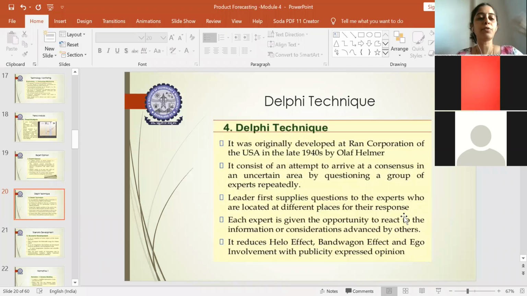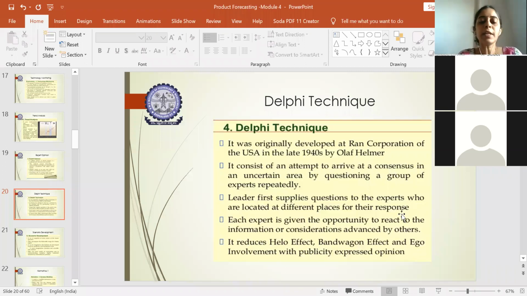Sometimes if the experts are from foreign areas, they cannot come and sit together and have a discussion. So based on the problem associated with the product, the questions will be framed by the product manager or the product leader, and these questions will be thrown to the experts who are sitting in different places, so they can inform you remotely also. It is not necessary that they have to be in eye contact always.